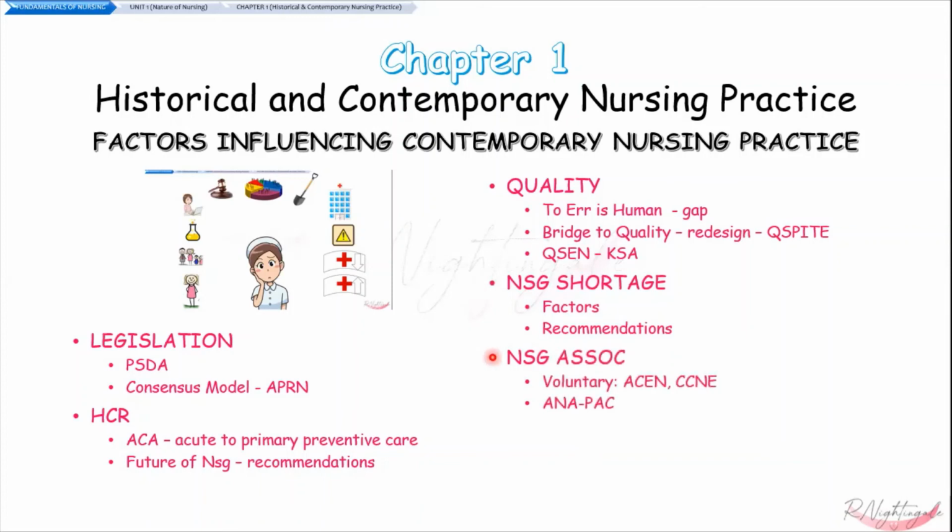Also discussed under nursing associations, some of the voluntary accreditation commissions are ACEN, Accreditation Commission for Education in Nursing, which accredits all levels of education in nursing, and the CCNE, Commission on Collegiate Nursing Education, in which they accredit more on the baccalaureate degree and higher, such as the master's and doctorate degrees as well. And the ANA PAC, or the American Nurses Association Political Action Committee, lobbies the Congress in order to provide and also improve legislation for healthcare. And next, we're going to discuss the nursing organizations.